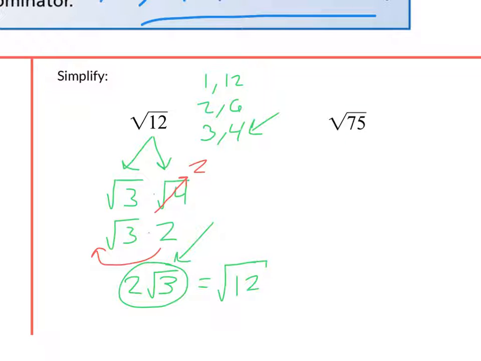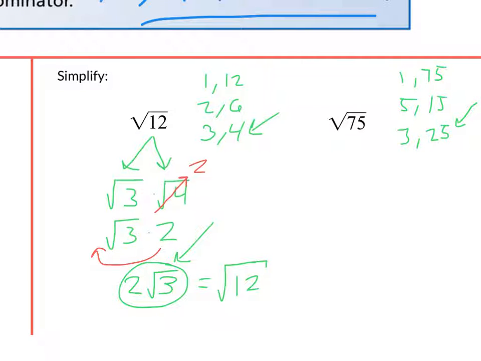Let's do another one like this. We'll look at the square root of 75. Again, 75 has some different factors. I'll list some of them here: 1 and 75, 5 and 15, and 3 and 25. And the one that I actually want is my last one here, 3 and 25, because 25 is a perfect square factor.